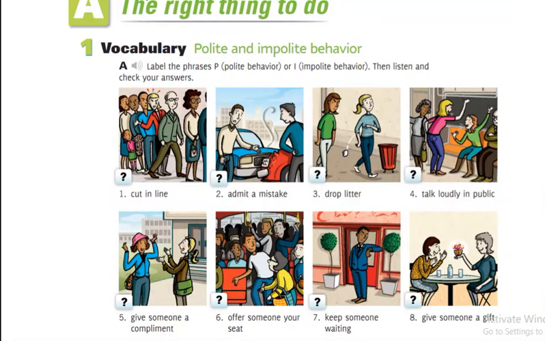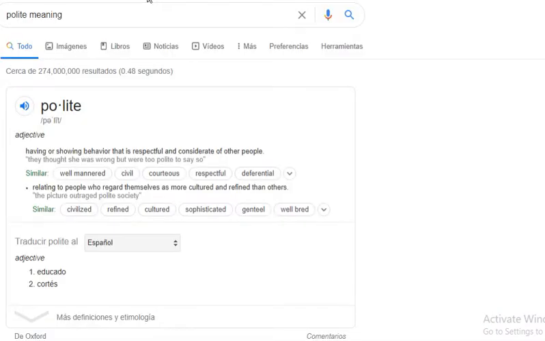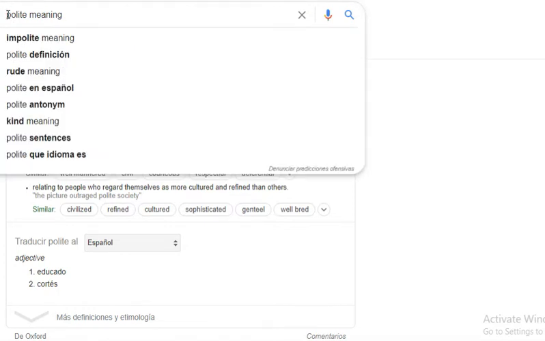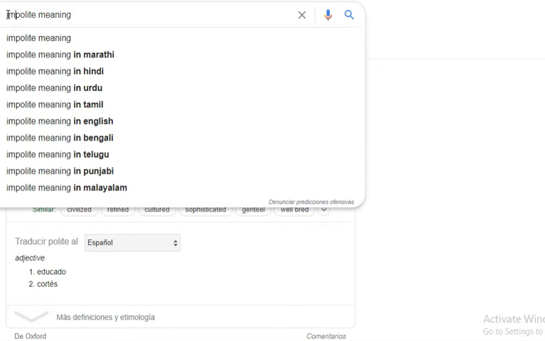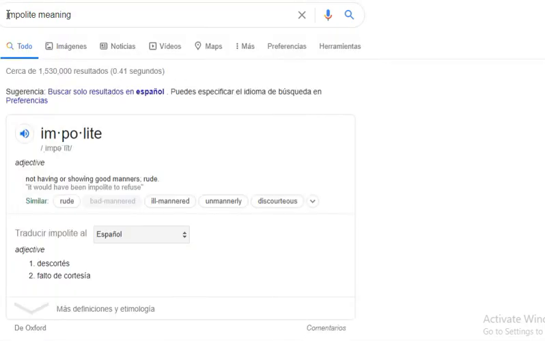Okay. Now we're going to divide what's polite and what's impolite behavior. Let's look at the difference and the meanings of polite and impolite. Let's check the source on the internet. If we look at Saint Google, polite is an adjective, and it says having or showing behavior that is respectful and considerate of other people. That's polite. And impolite is exactly the opposite. Impolite: not behaving or showing good manners. Rude. Well, you see the Spanish definition.